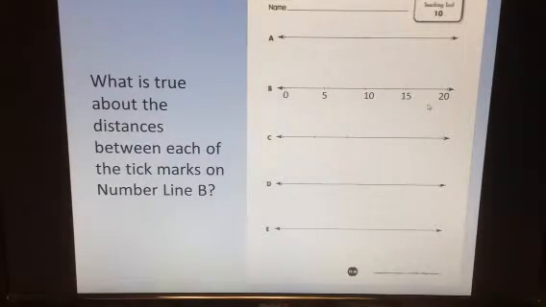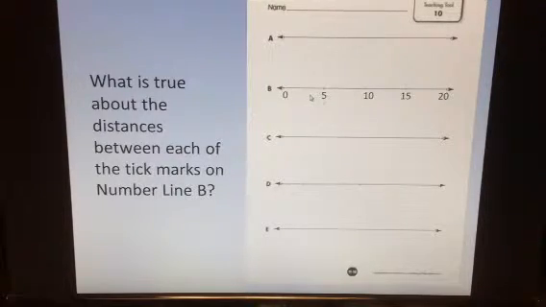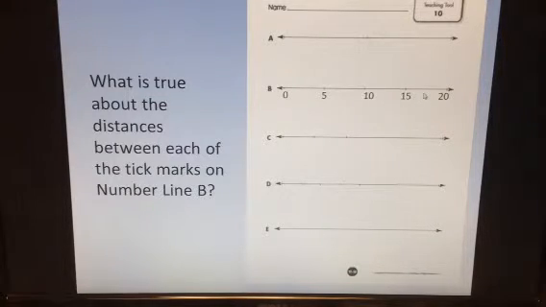What is true about the distances between each of the tick marks on number line B? This was a question we'd kind of talked about earlier, but it's a tough one unless you're really thinking about it. It's important to notice all the distances between each of the tick marks on a number line are the same size. This is the same size as this, which is the same size as this, and the same size as this. Now these are not the same size as the spaces here, for example. These are smaller than line B.